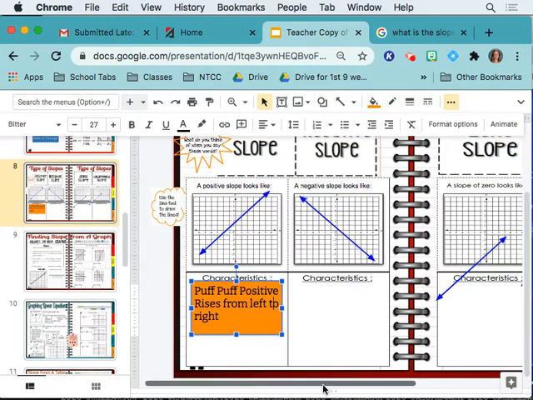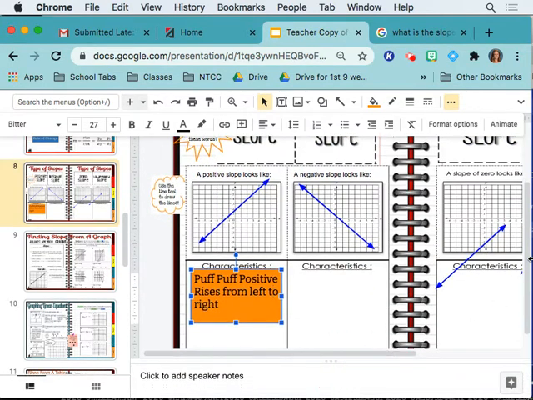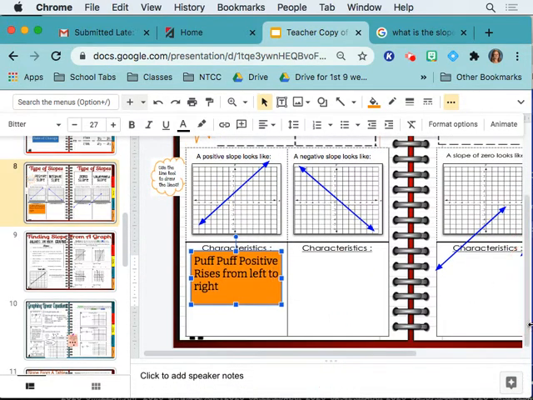Okay, let me see if I can fix that. Sorry. Can you see it better now? Yeah. Come on, guys. Oh my gosh, good job, Lily.